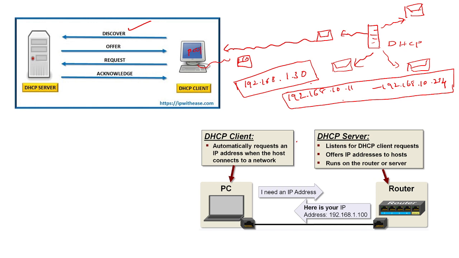On this, the DHCP client will pick up one IP address and request that IP address. The client says, thank you for the list, let me take this IP address, 192.168.10.11. Can you please give me this IP address? That is called requesting the IP address. This is offer. This is request.